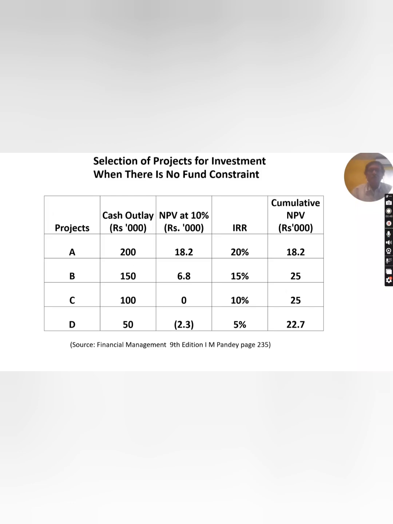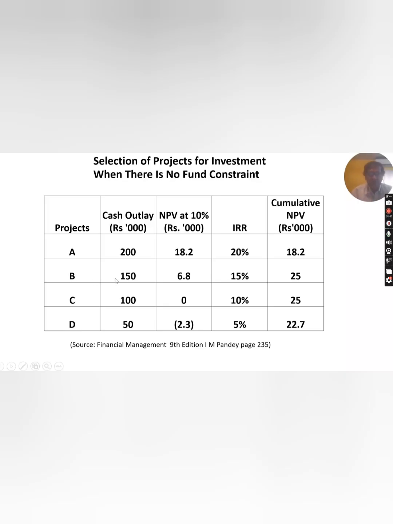Okay. Now, selection of projects for investment when there is no fund constraint. Clear? That is, there is no limitation of fund. These are the projects A, B, C, D, all are available, and this is the basic information. Cash outflows in rupees thousands for project A is 200, and NPV has already been calculated at 10% discount rate, 18.2. This is IRR, and cumulative NPV 18.2 in this way.